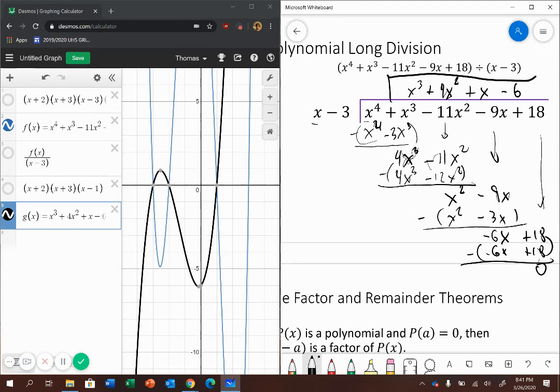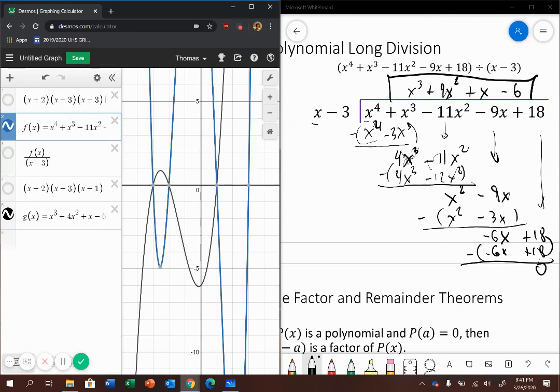This x cubed plus 4x squared plus x minus 6 is the exact same thing that we got when we took this f of x and divided it by x minus 3, we got this product. Alright, so that's it for polynomial division. Well, that's the first part of this video on polynomial division. There'll probably be actually 3 complete videos for this, because it's a pretty important topic.